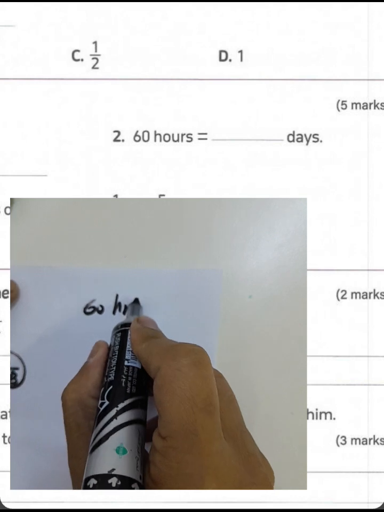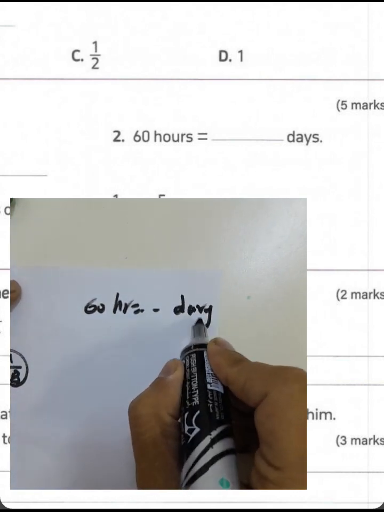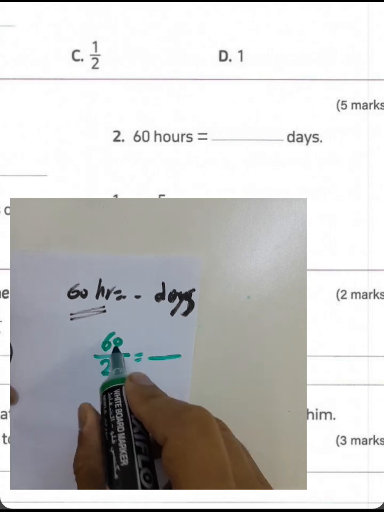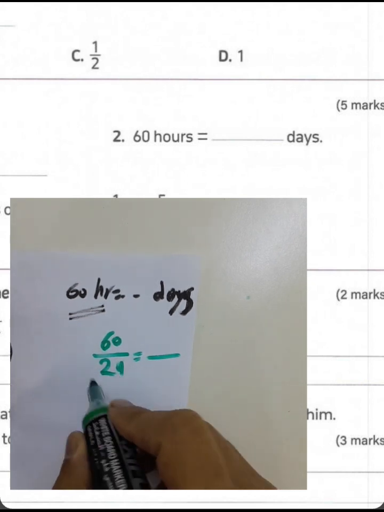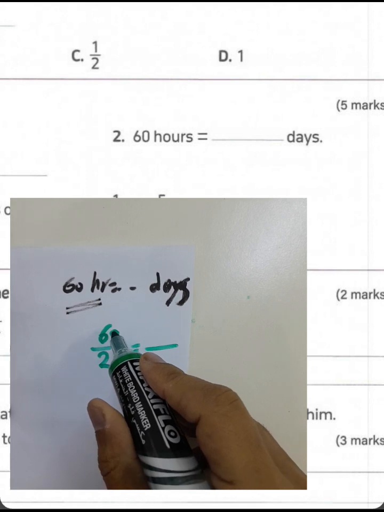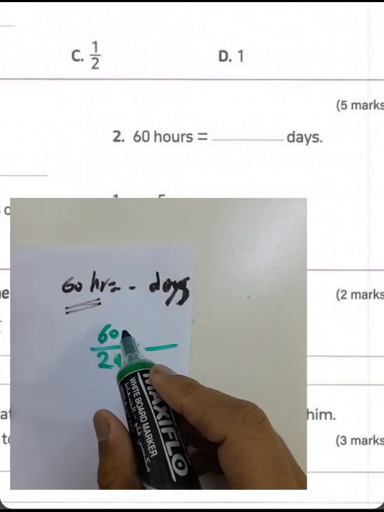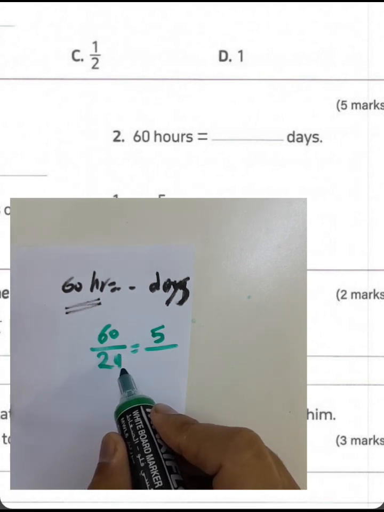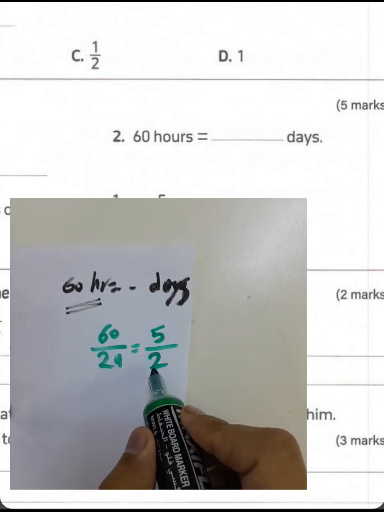Number 2. 60 hours equals space days. To convert from hours to days, you must divide by 24, because 1 day equals 24 hours. Then you can write 60 over 24. You can simplify it by dividing by 6 or by 12. The highest common factor between 60 and 24 is 12. 60 divided by 12 equals 5, and 24 divided by 12 will be 2, then the result will be 5 over 2.